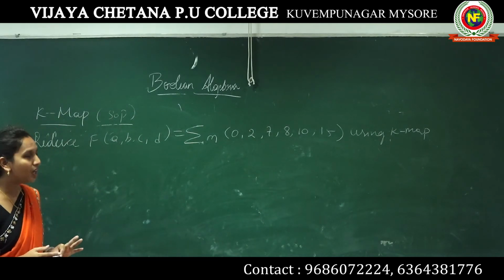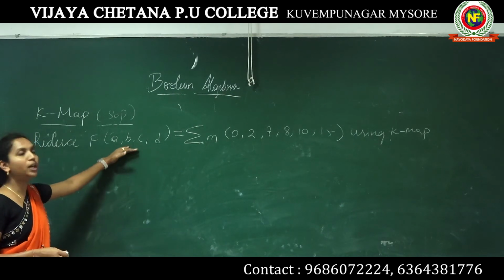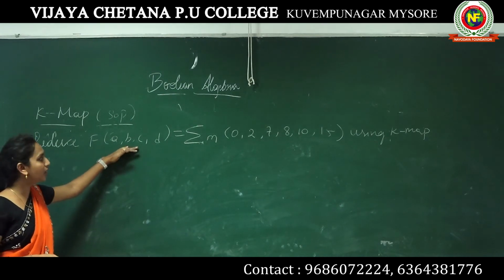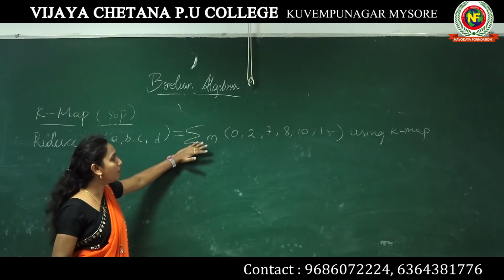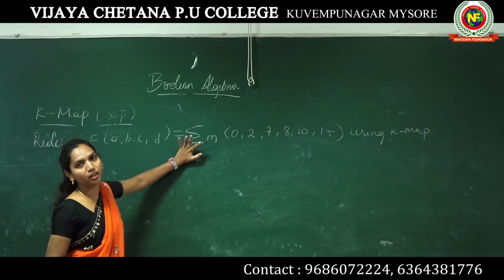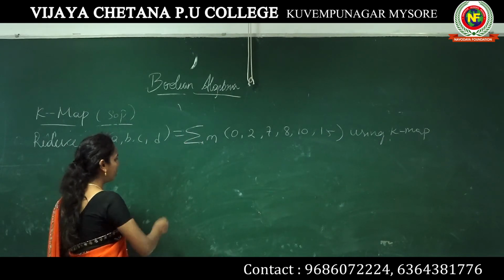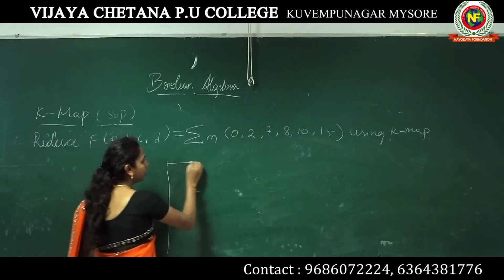So that's why first you observe what variables they have given. After that, which symbol is here: sigma, which means minterm SOP. Okay. After that you have to draw the map.